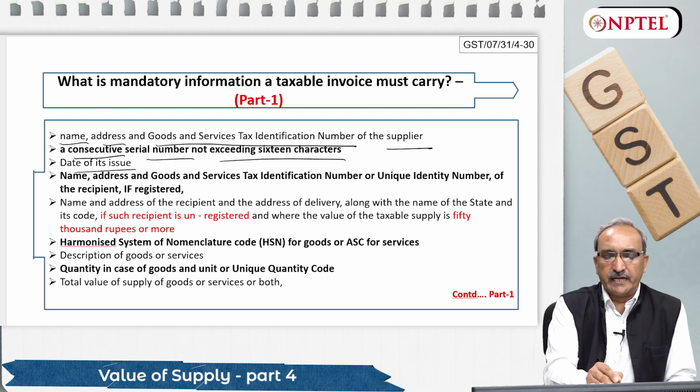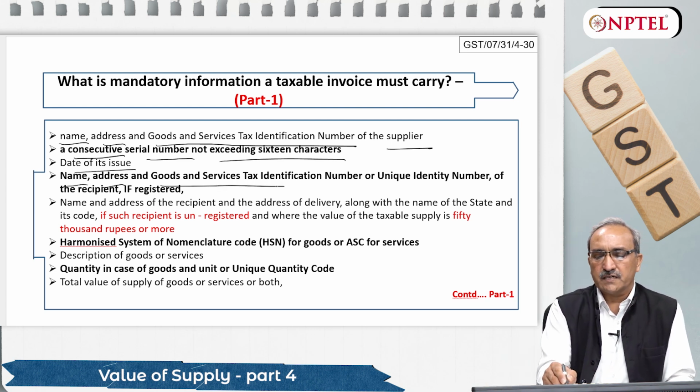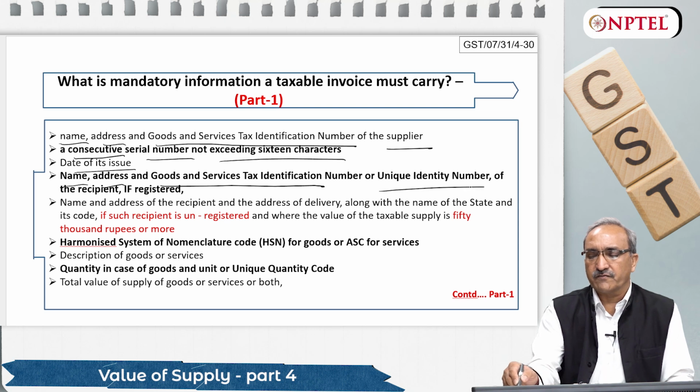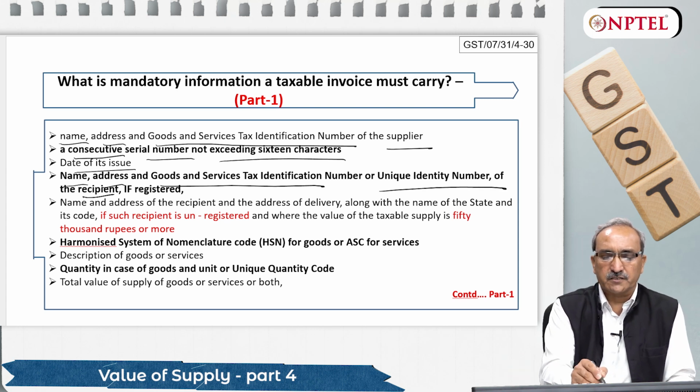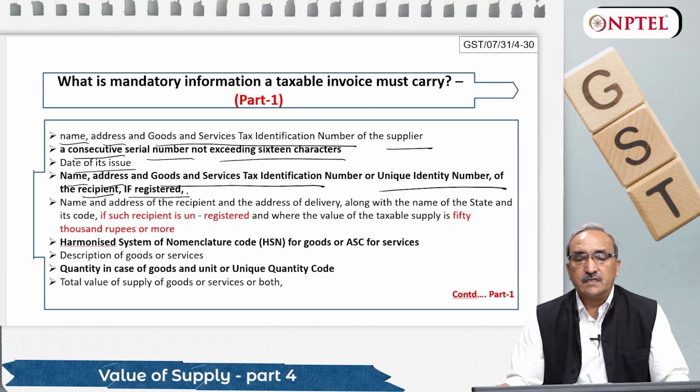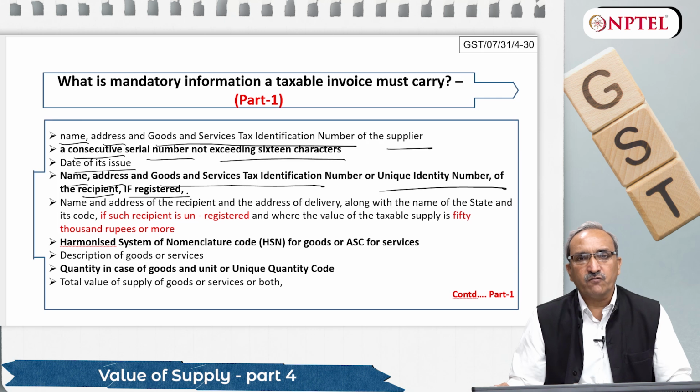Then it says name, address, goods and service identification number, unique identification number of recipient. It must also carry GST number, name, address, state code of recipient also, means the consumer also. If the consumer is a registered person, means it's a B2B transaction. So detail of supplier as well as detail of buyer, both should be there in your invoice.